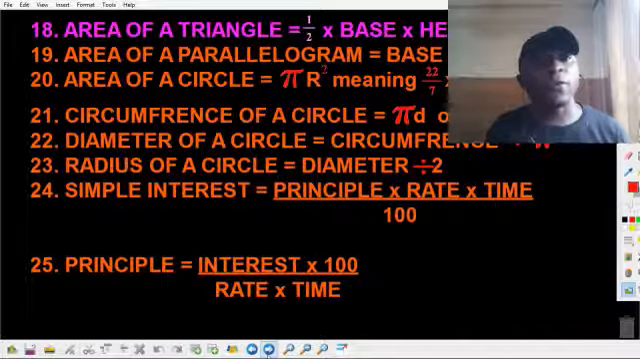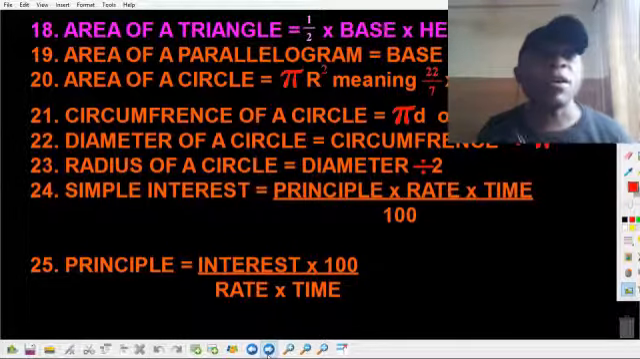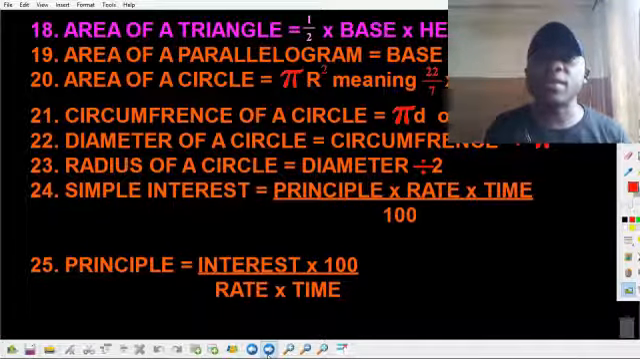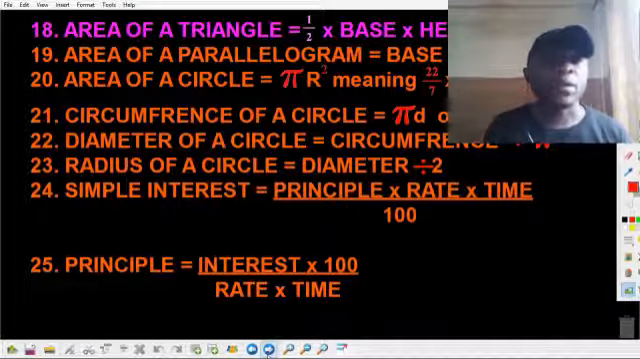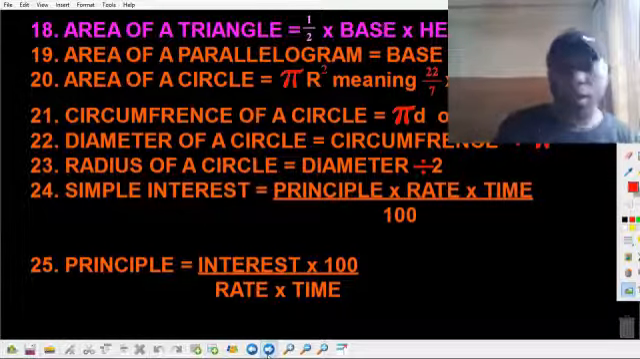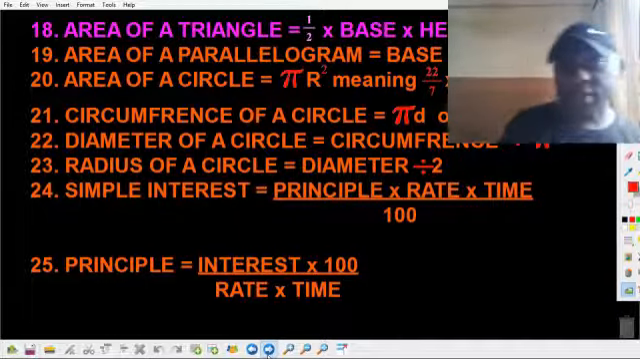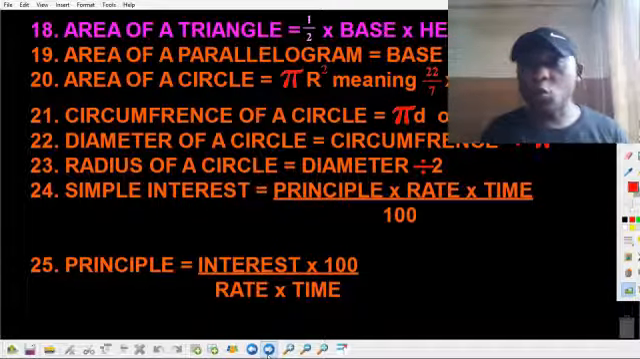Now for us to find the area of a triangle, we say half base times height. Now area of a parallelogram is equal to base times height. Now area of a circle is equal to pi r square, meaning 22/7 times r square. Now circumference of a circle is equal to pi d or 2 pi r.